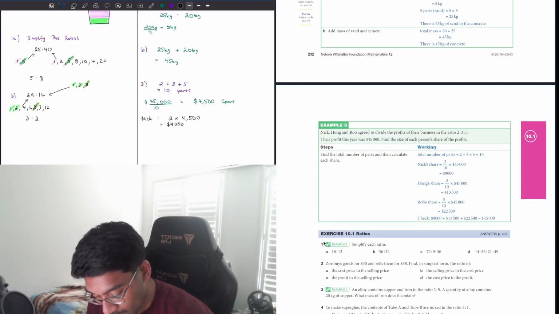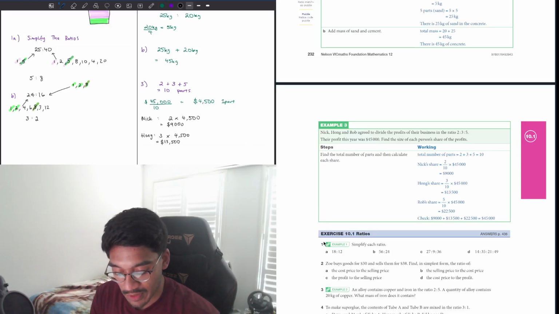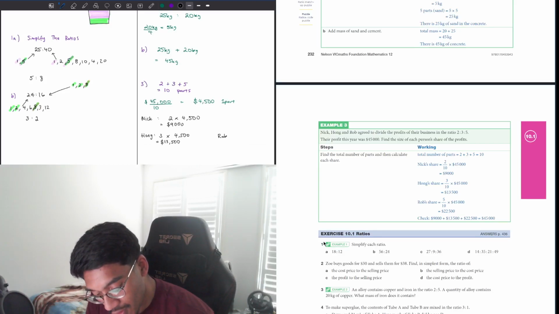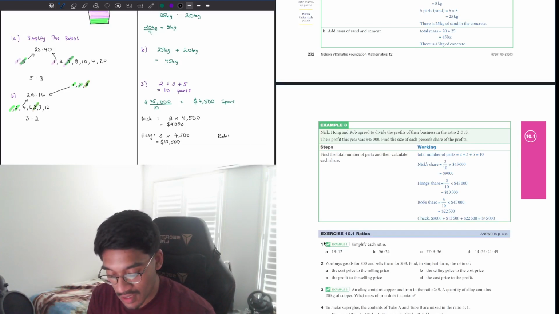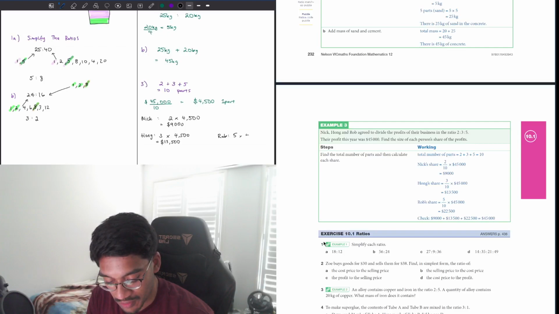I do the same thing for Hong. Looking at the question, Hong gets 3 parts. So 3 times the value of 1 part, which is 4,500. That tells me that Hong gets $13,500. So his 3 parts are worth that. And then finally we have Rob, who gets a total of 5 shares. So we do 5 times the value of 1 share, which is 4,500, and we get an answer of $22,500.